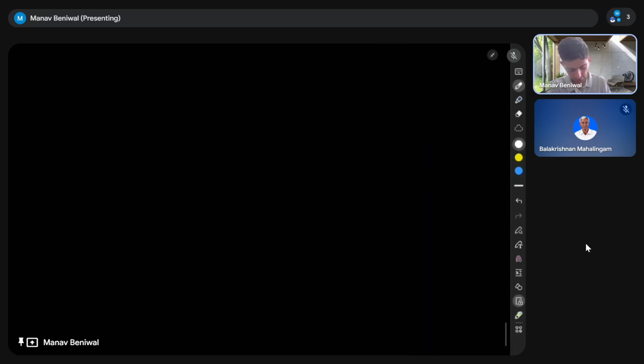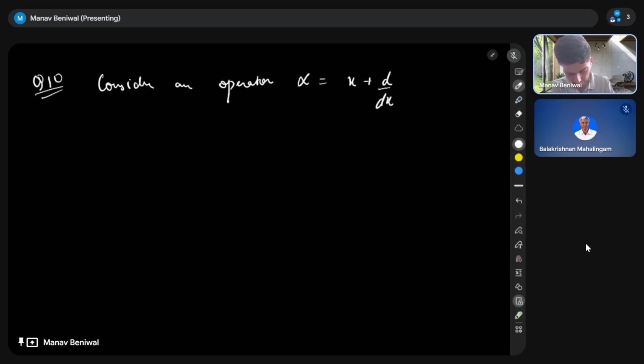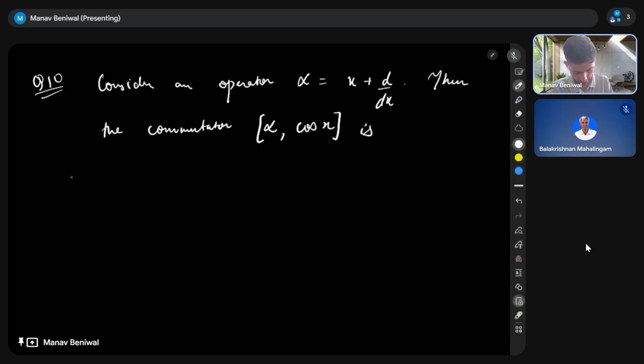Good. So this was 9. Let's do 10. Consider an operator alpha, then the commutator alpha comma cos x is, and the options are: minus sin x, cos x, minus cos x, 0.